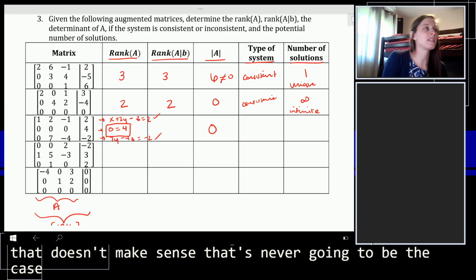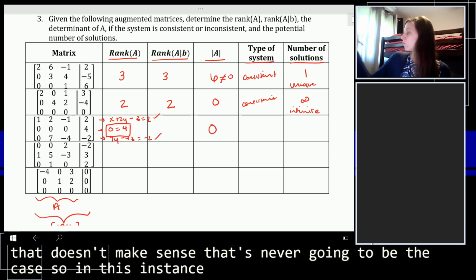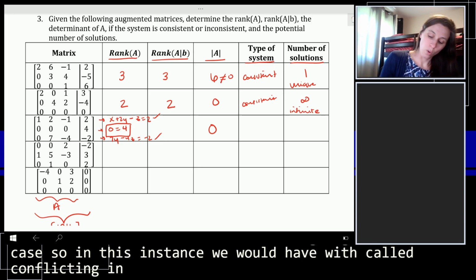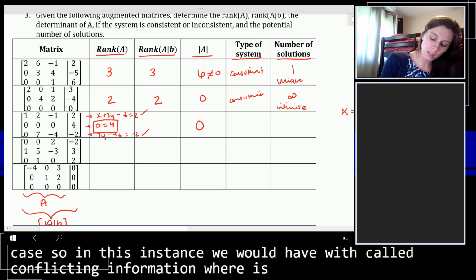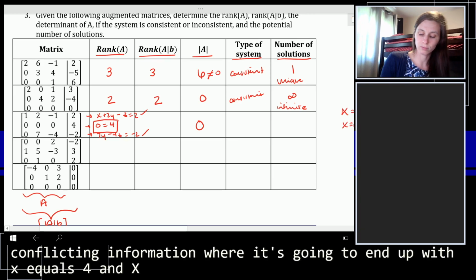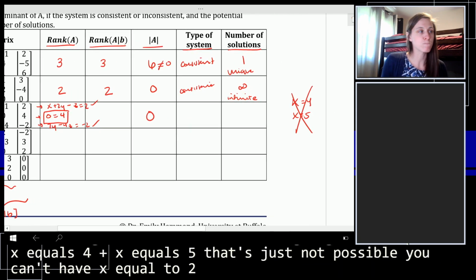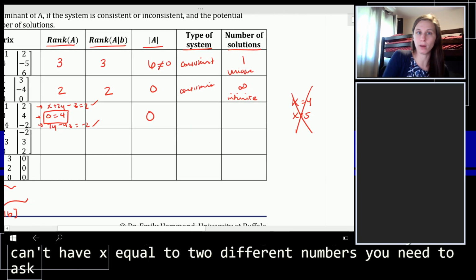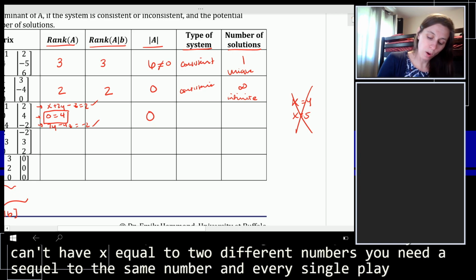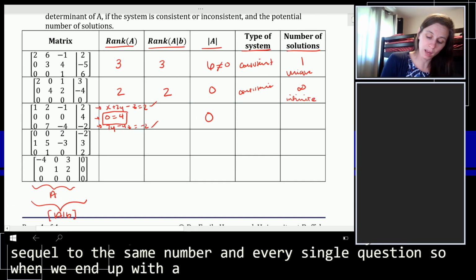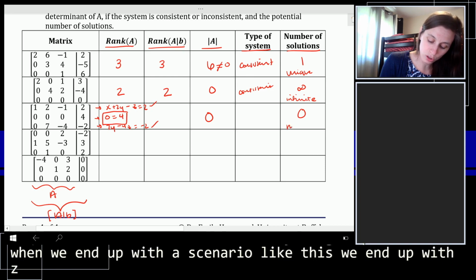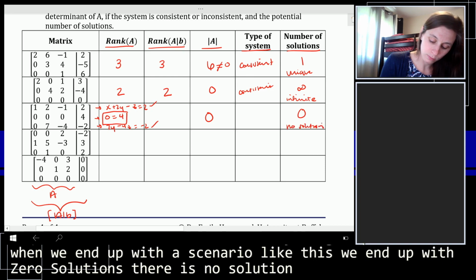So in this instance, we would have what's called conflicting information, where it's going to end up with x equals 4 and x equals 5. That's just not possible. You can't have x equal to two different numbers. You need x equal to the same number in every single equation. So when we end up with a scenario like this, we end up with 0 solutions. There is no solution. And it's an inconsistent system.